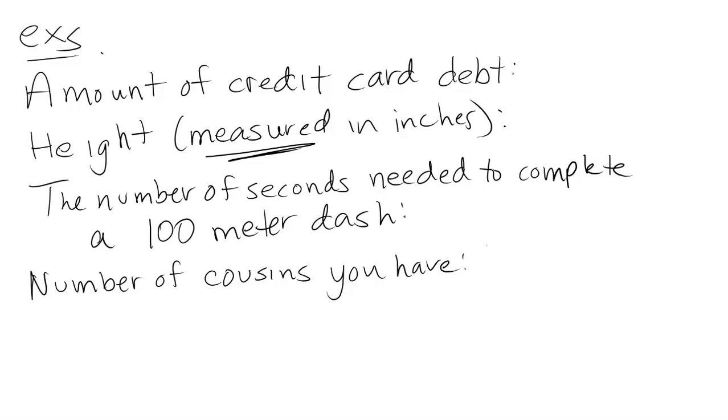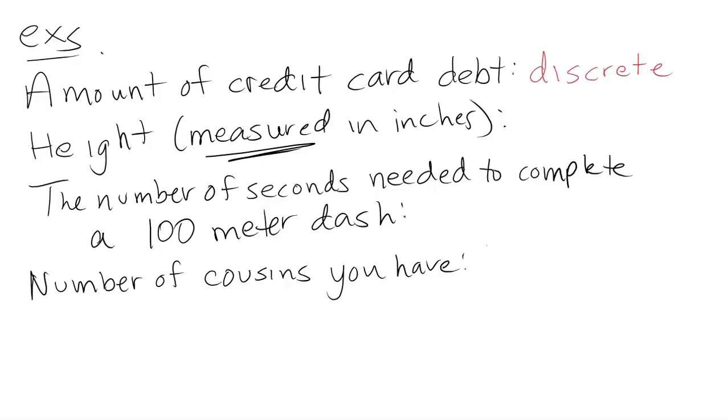So I've made up 4 examples here. The first one says the amount of credit card debt. First off, that's definitely a quantitative variable, but we want to take it further. Is that discrete or is it continuous? Well, the amount of money that you owe is limited. There are gaps between the possible values. You might owe $2,000.10 and you might owe $2,000.11, but you can't owe anything in between that because our money system doesn't work that way. And because there are gaps between the possible values, this is discrete.